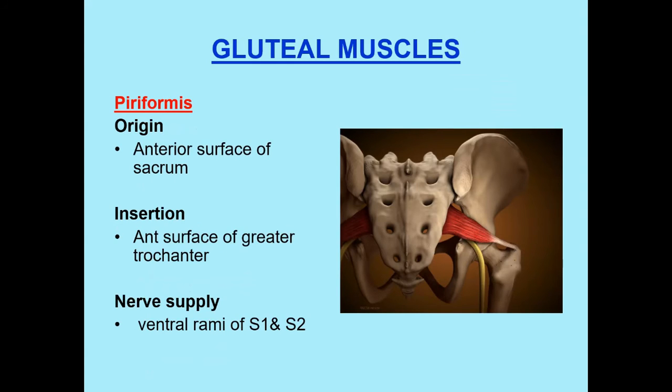Then the piriformis muscle. Origin is from the anterior surface of the sacrum. Insertion is at the anterior surface of the greater trochanter of the femur. Nerve supply is from the ventral rami of S1 and S2.